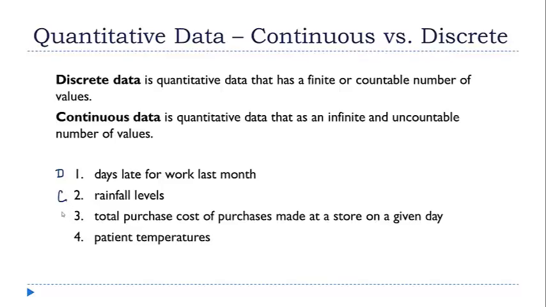Now, the total purchase cost of purchases made in a store are going to be dollar amounts. These are decimal values, but the decimal values are going to be limited to 2 digits. So that puts this in the discrete category. And finally, patient temperatures are going to be limited to a certain range, but within that range, they can take on an unlimited number of values. For example, 98, 98.1, 98.225, 98.26221, etc. So this is going to be a continuous variable.